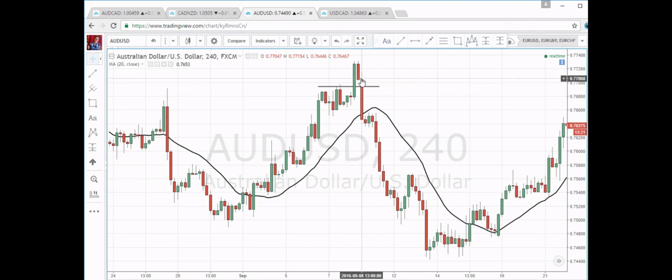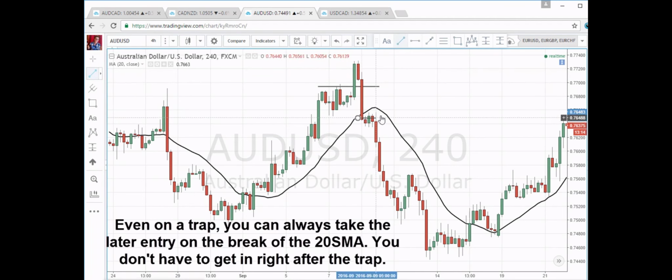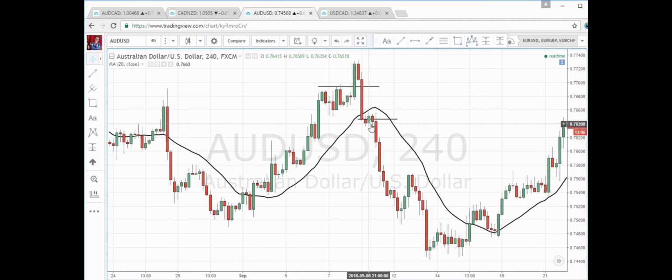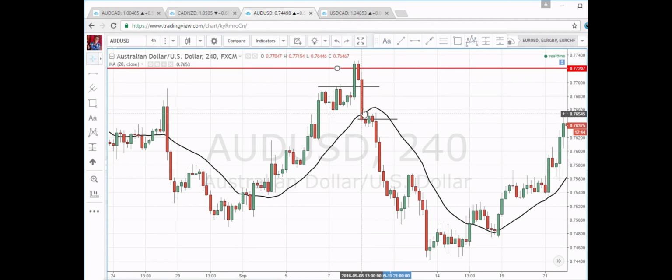In this case, the reversal candle was not as strong, so you would wait for a close below the 20 SMA, which happens here. Let me mark that. So after this long candle closes there, this is where you would enter the trade. And so where do you place your stop?